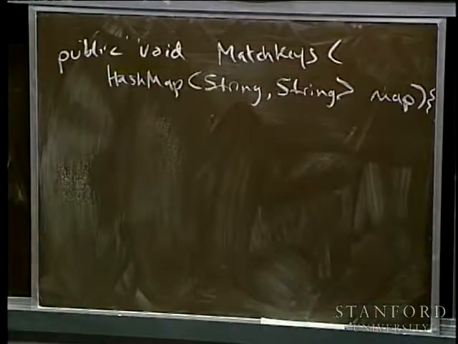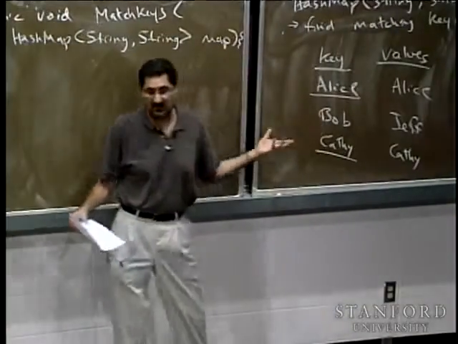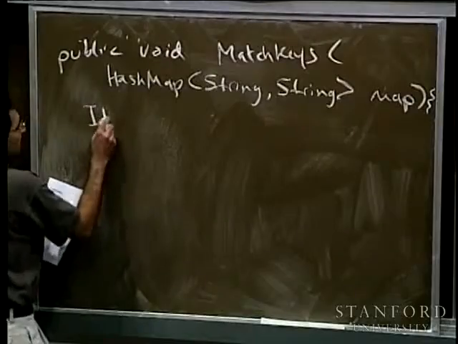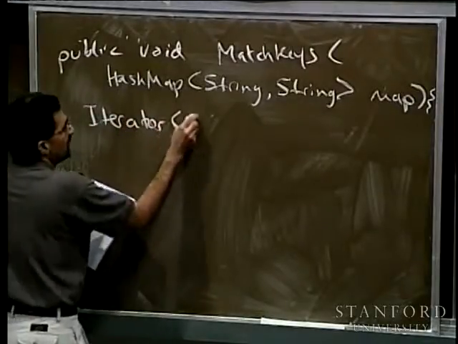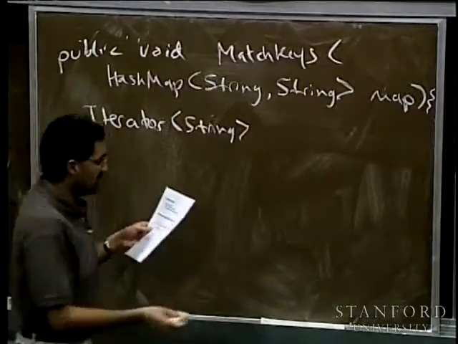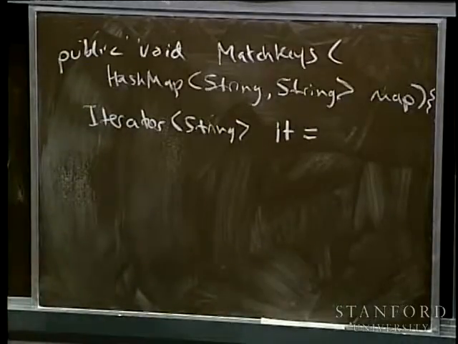We want to iterate over the keys, right? We want to have some way of saying, okay, I need to go through all the keys and look at them to see if they have the same value as their value. So I'd need to have some iterator. The iterator I know would have to be over strings because it's going to be an iterator over the type of whatever the key is for the hash map. And I'll call it it. And how do I get an iterator from the hash map or over the key set of the hash map?